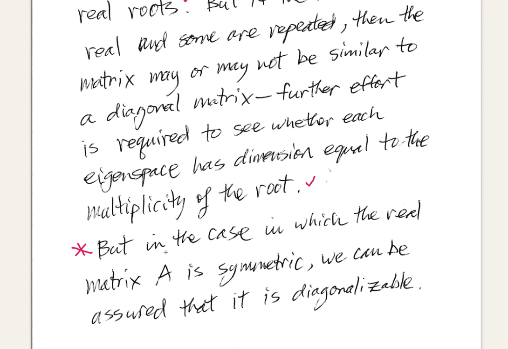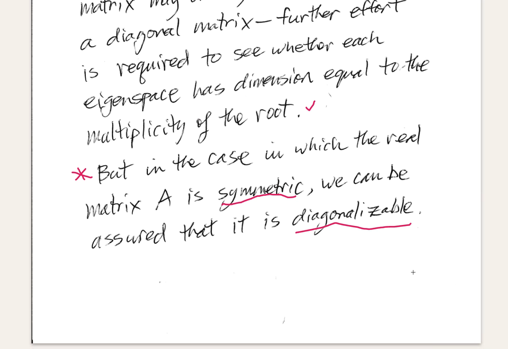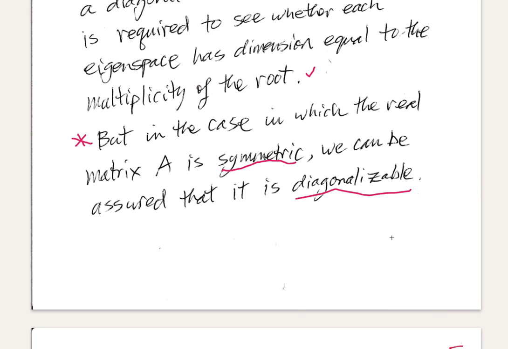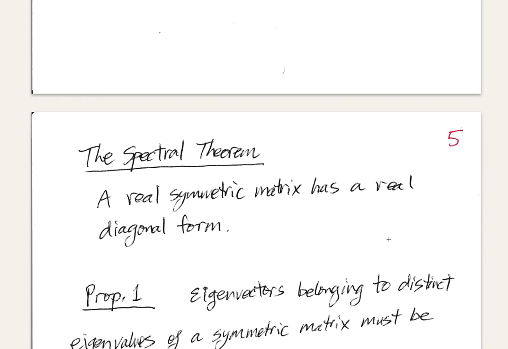Now, here's where I want to bring in the symmetric matrices. In the case in which the real matrix A is symmetric, that means equal to its own transpose, we can be assured that it is real diagonalizable. So it has a real diagonal form, as we're going to see here. This is something called the spectral theorem in some people's parlance. The spectral theorem: a real symmetric matrix has a real diagonal form.